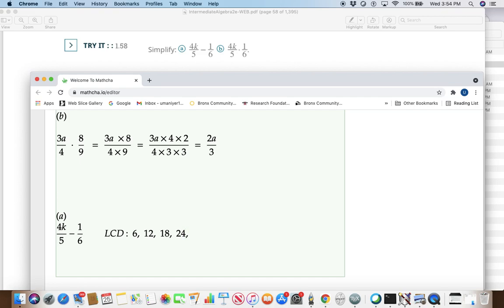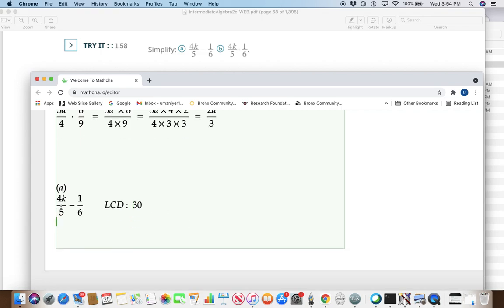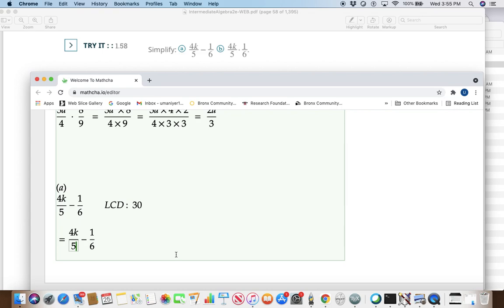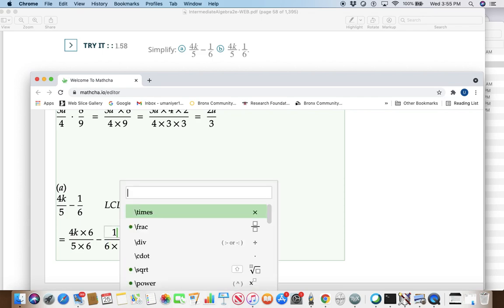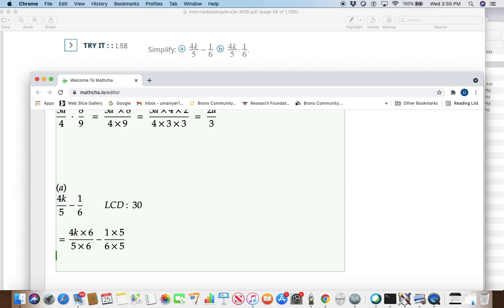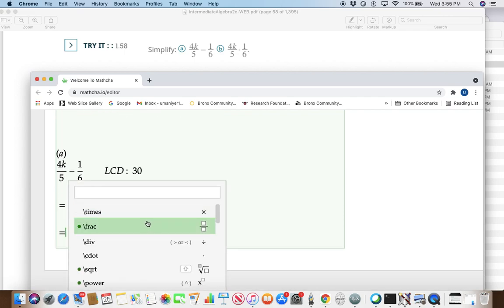No. 6 times 5, 30. Now that works. That's the first place that 5 divides, and 6 of course divides all of these. So least common denominator is 30. So I take these fractions, rewrite them with a denominator of 30. 5 times 6. Whatever I multiply to the denominator, I multiply to the numerator. 6 times 5. Whatever I multiply to the denominator, I have to multiply to the numerator.